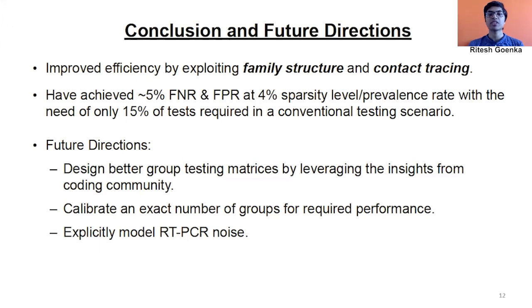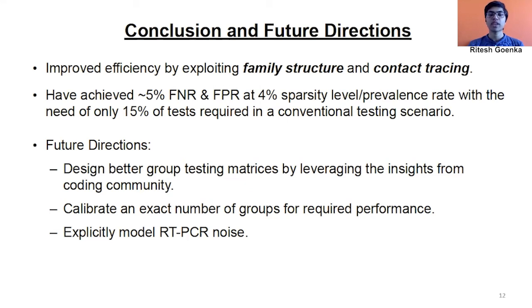To conclude, family structure and contact tracing can improve group testing efficiency. We have achieved almost 95% accuracy at 4% true infection rate, with the need for only 15% of the tests required in a conventional testing scenario. To put things in perspective, with 4% positives, Dorfman pooling would require at least 40% tests. Yes, Dorfman improves over individual tests, and we provide a big additional improvement.